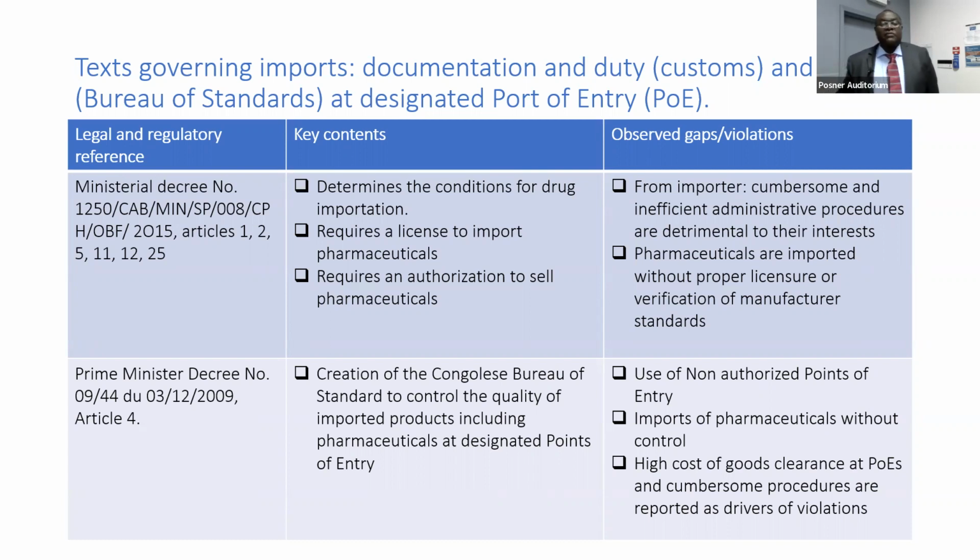And also, it requires a license to import pharmaceuticals, and antibiotics are also included. And also, it requires an authorization to sell. So all these are regulated, like in many other countries. And these rules basically were just rules that are run because Congo is a former colony of Belgium. So they use basically the same regulations they have in Belgium.